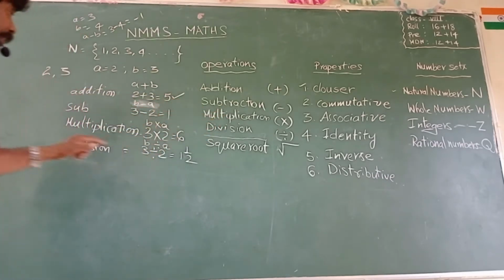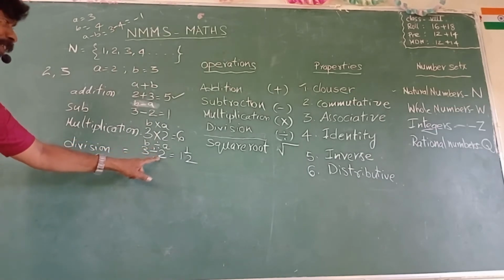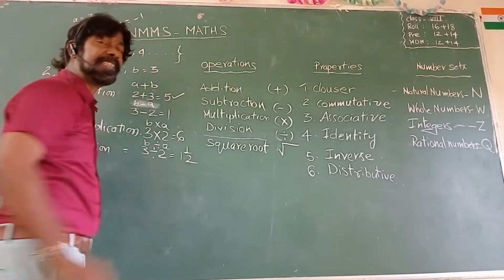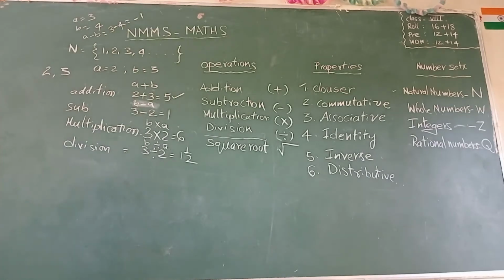Division. If you divide 3 divided by 2, we are getting 1 and a half. 1 and a half is not a natural number. So it is not a closure. Understand? Yes, sir. So which operations are closure? Two operations, addition and multiplication. So addition and multiplication are closure for natural numbers. Understand? Yes, sir.